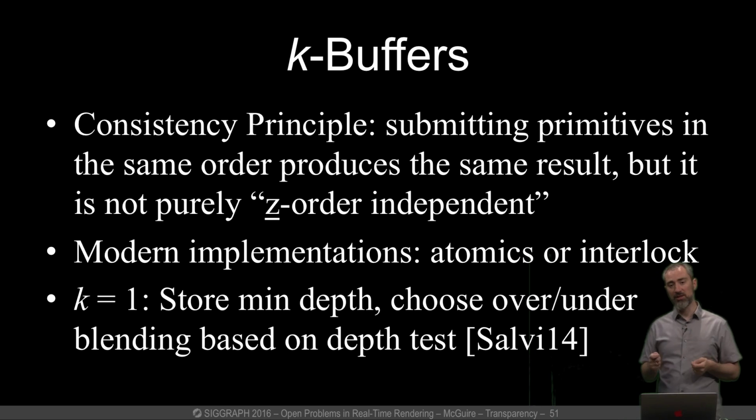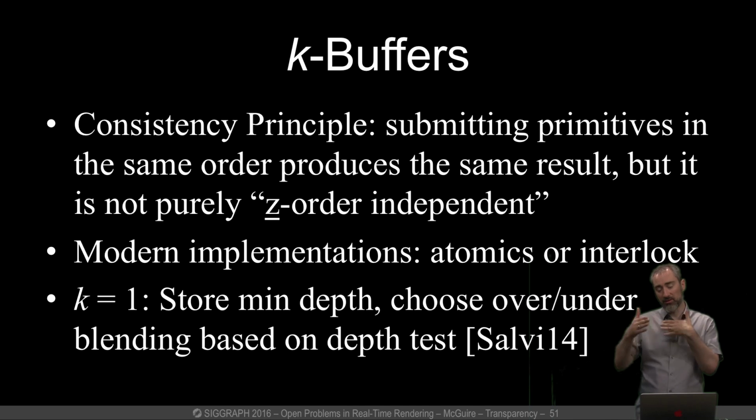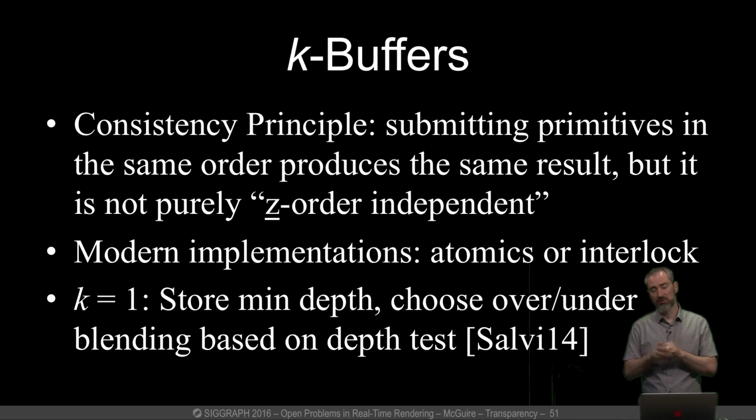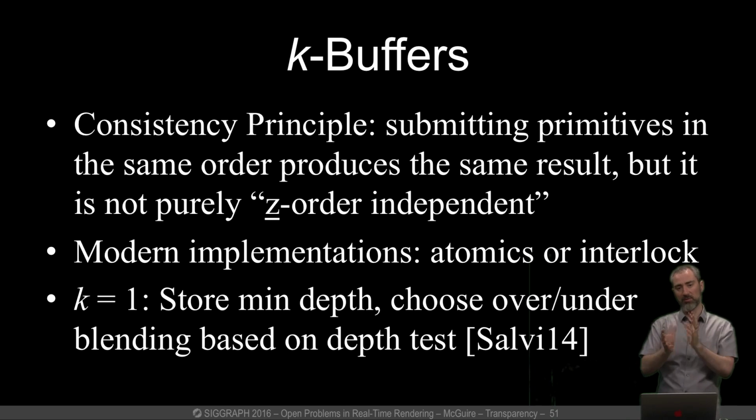So for modern implementations, what you do is you basically build a little linked list or short array at each pixel of every transparent surface that's been encountered, and then you composite them at the end. And there's an extreme version of this that's mentioned in Salvi's 2014 paper, where you can actually go down to a single layer. So the K-buffer, in a sense, is not layered anymore. But what you do is you store the closest depth to the camera, the minimum depth of whatever the last surface was. And when you get a new surface, if it comes behind, you under-composite it, and if it comes in front, you over-composite it. Then you can change the blending mode based on the depth test. And you have to do that using pixel shader interlock.